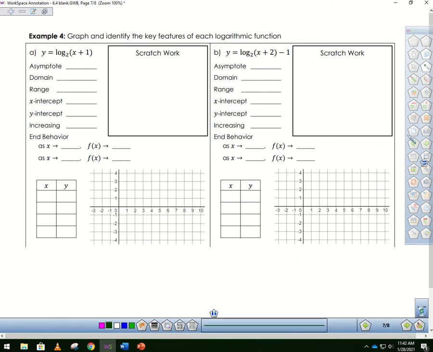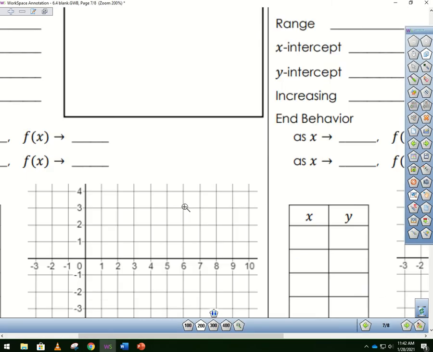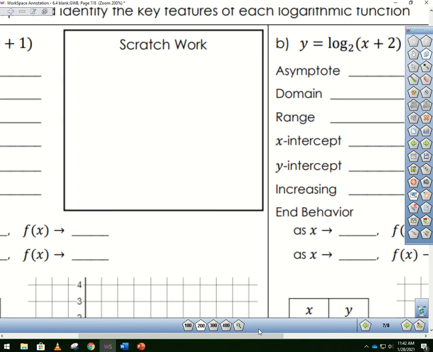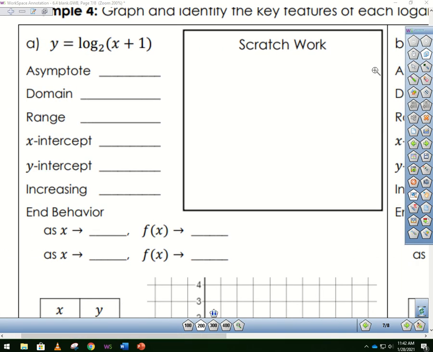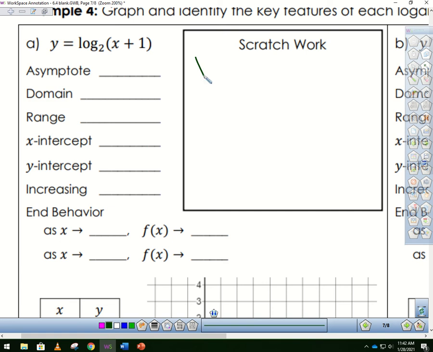It says graph and identify the key features of each logarithmic function. We're going to start up here. The first thing we want to do is find our asymptote. To find the asymptote, you're going to take x plus 1 and set it equal to 0. When we do that math, what do we get x to be? Negative 1. Very good.